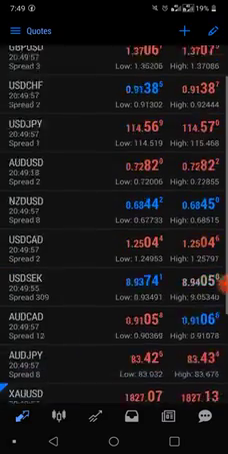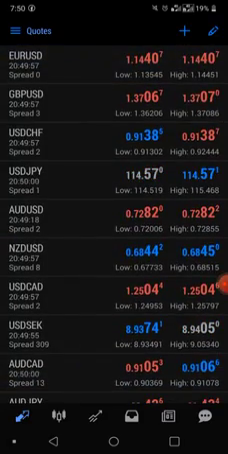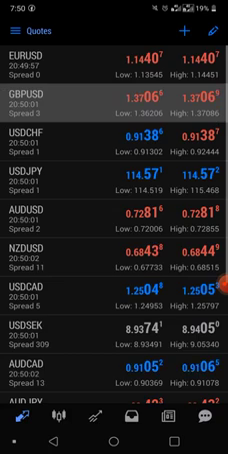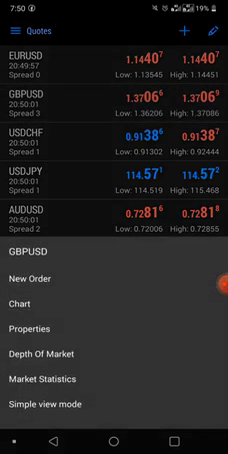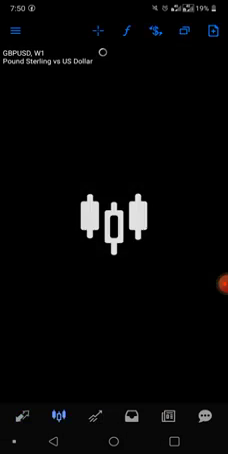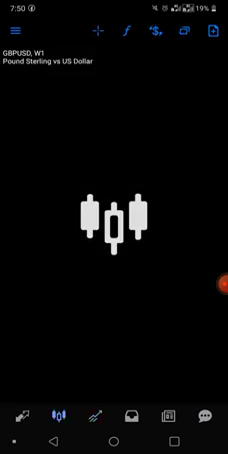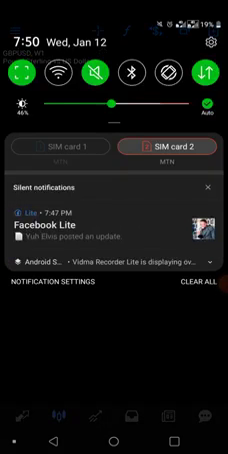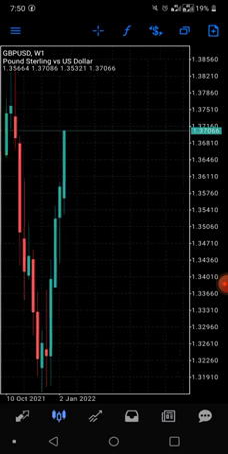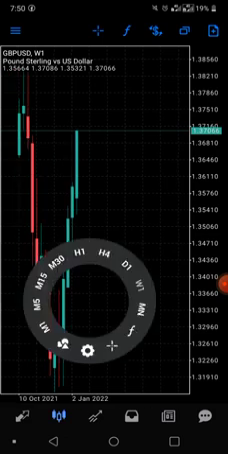So let's say I want to analyze pound dollar. All I need to do is press and hold, and then I click on charts. When I click on charts, they open the pair for me. Just watch that. As I click on charts, the pair will be open for me. I hope you're seeing that the chart has been opened.